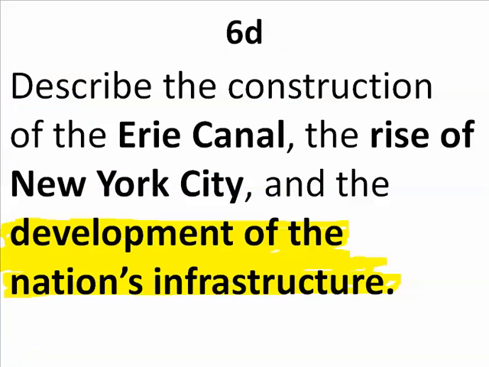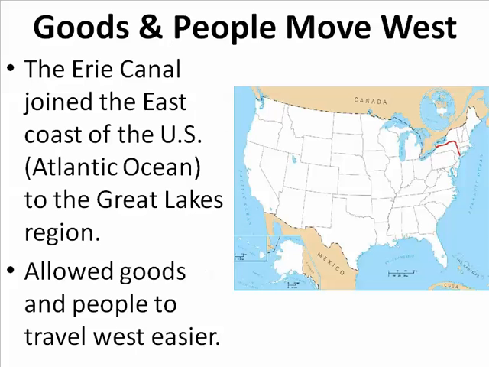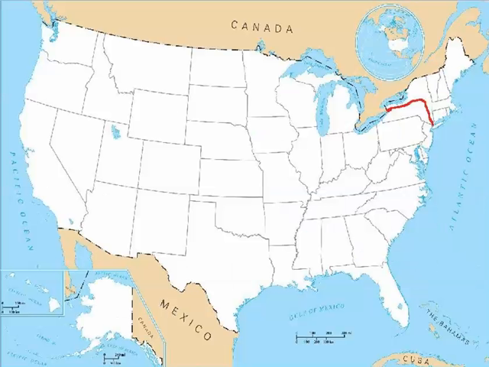Alright, so the next one says, and the development of the nation's infrastructure. How did the building of the Erie Canal improve the nation's infrastructure? And so the Erie Canal joined the east coast of the United States on the Atlantic Ocean to the Great Lakes region. It allowed people and goods to travel faster to the Northwest Territory, Great Lakes area. It's going to do more than that.